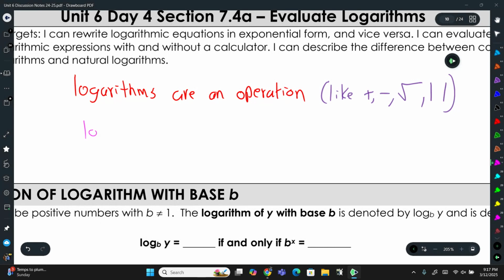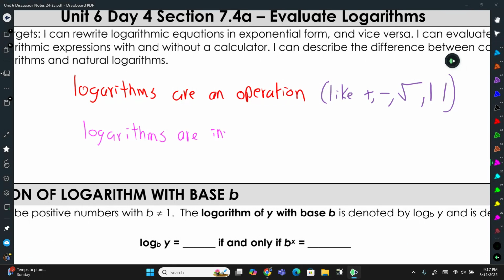And logarithms are also the inverses of exponential functions. So we're going to be using that idea of inverses when dealing with logarithms and exponential functions.